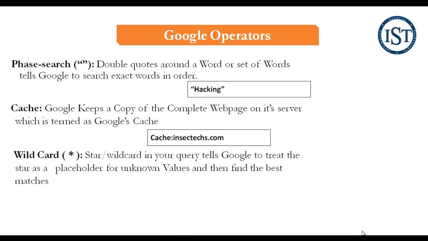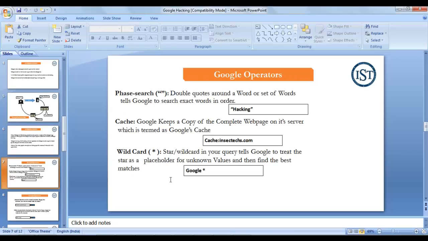The next one is wildcard. If you are searching for something and you don't know the exact word that you have to enter into the search engine, you can simply put a placeholder, which is this star, so that Google will automatically try to fill in the values and find the best matches. And let's have a quick demonstration of these three operators.